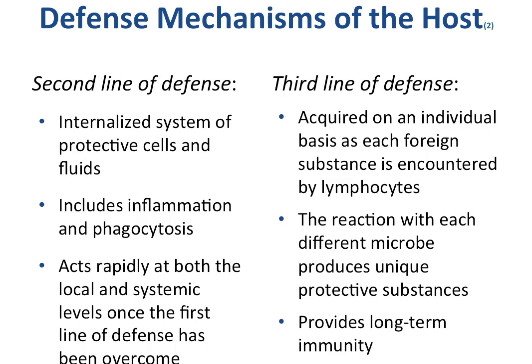The third line of defense consists of immune cells such as lymphocytes, and a specific reaction that can fight against pathogens, using protective substances like antibodies and complements. The third line can provide long-term immunity.